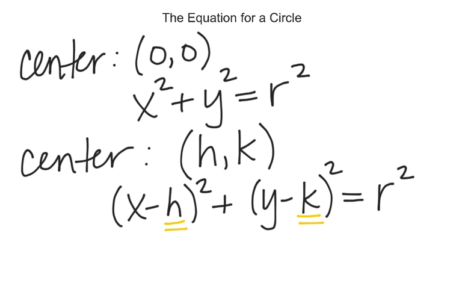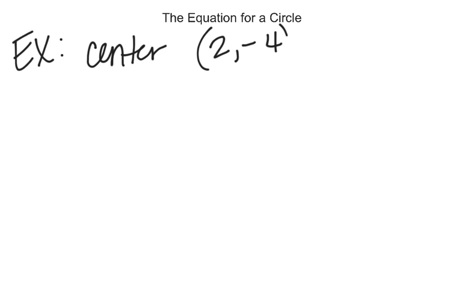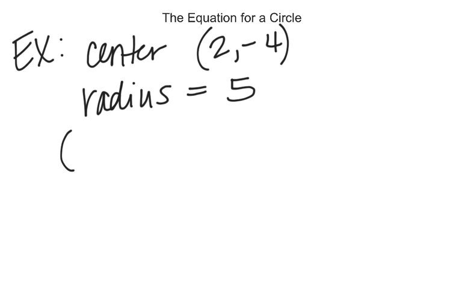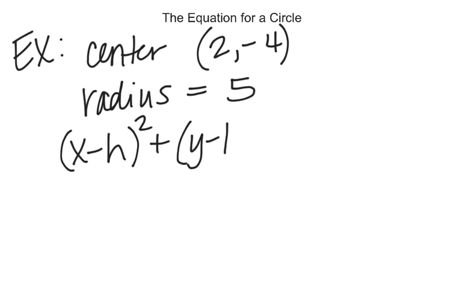Quick example just to make sure we understand. So let's say, as an example, I'm interested in the equation for a circle. I would like the center to be at 2, negative 4, and I would like the radius to be 5. Okay, well, we know our equation for a circle is x minus h, the quantity squared, plus y minus k, the quantity squared, equals the radius squared.